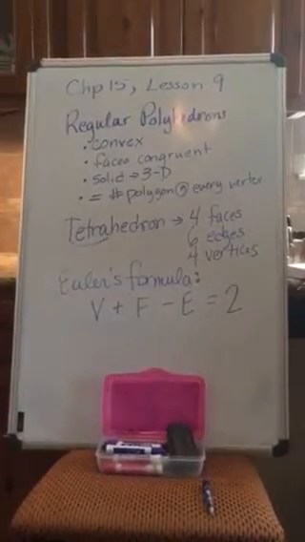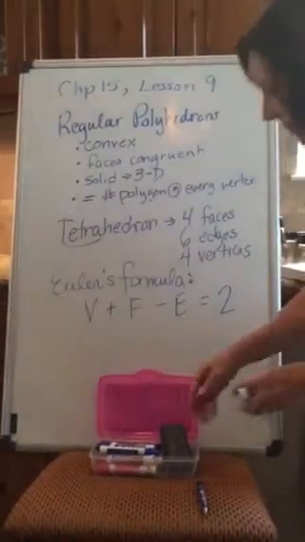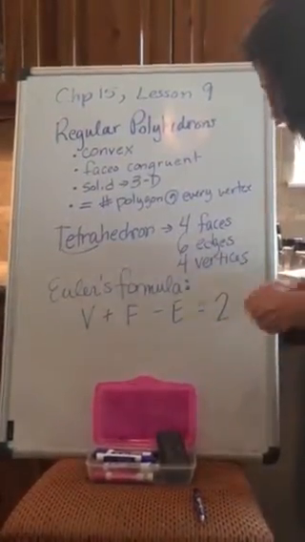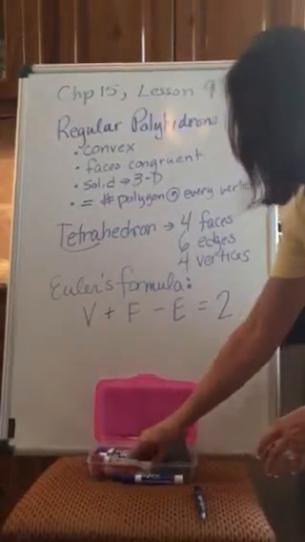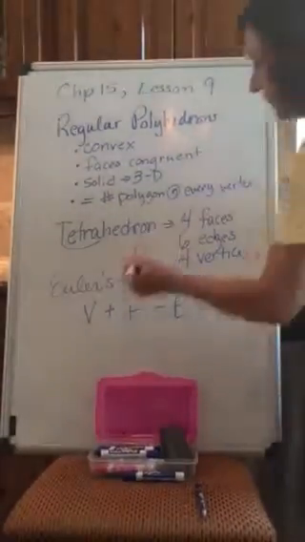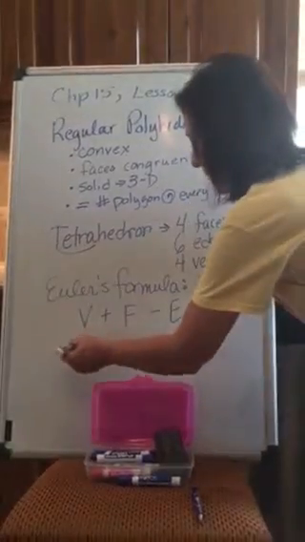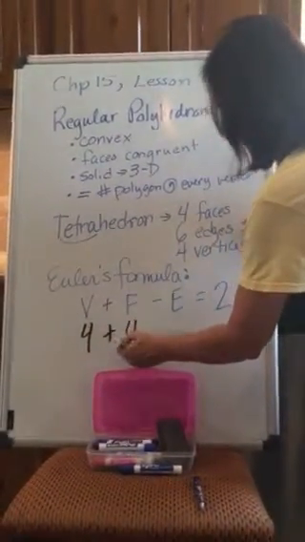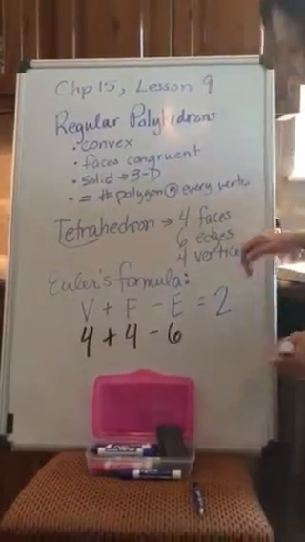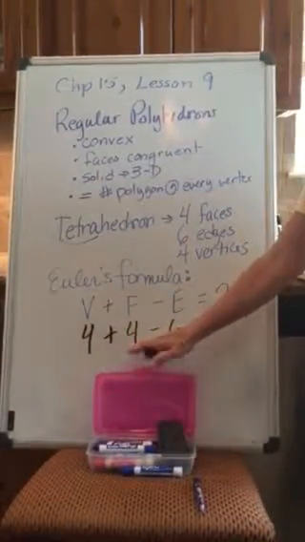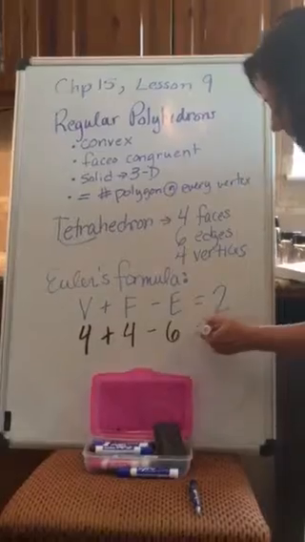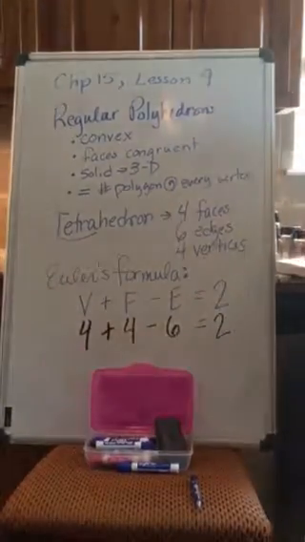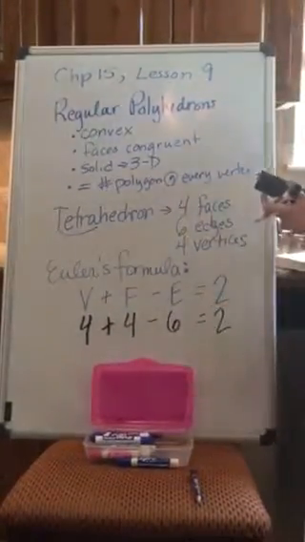All right, so let's look at the tetrahedron. How many faces? It has 4. How many vertices? It has 4 vertices. Plus 4 faces minus 6 edges. Does that equal 2? 4 plus 4 is 8. 8 minus 6 is, in fact, 2. All right, that's the tetrahedron.